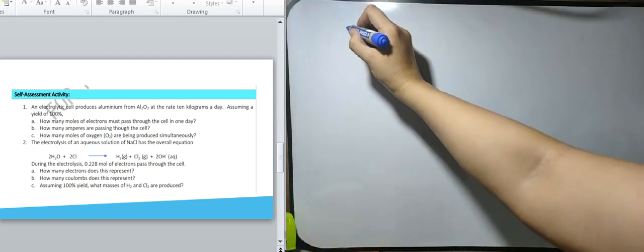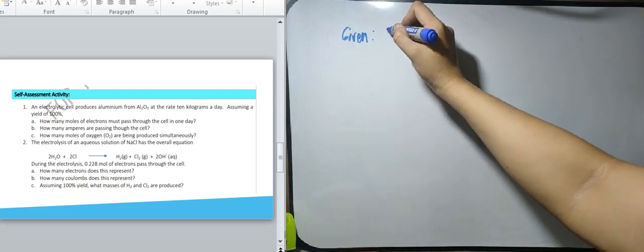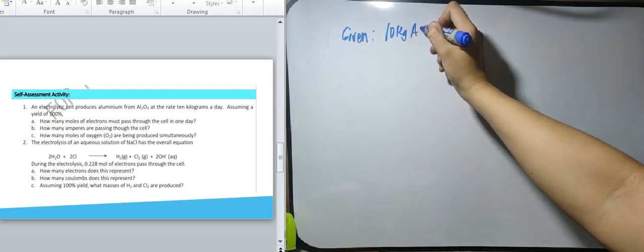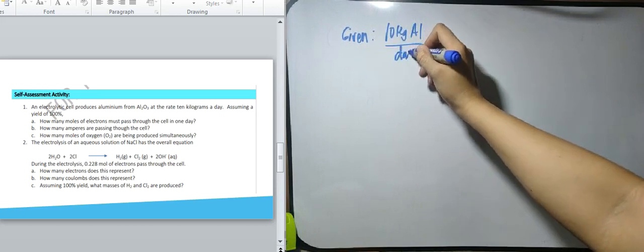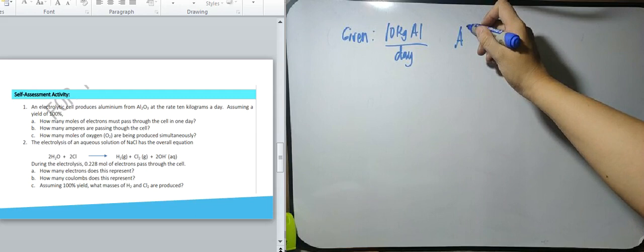We have given here 10 kilograms of Al, or aluminum, per day. And we have a half reaction.